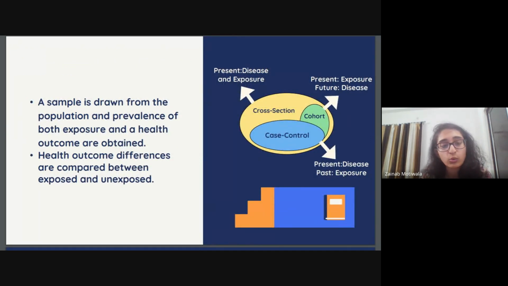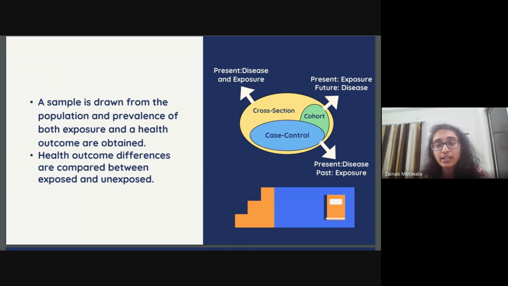Now, this is just a quick summary of everything we spoke about so far. So here, in this particular study design, a sample is drawn, and then both outcome and the disease, like the exposure, are obtained, and we're trying to find an association between the two.